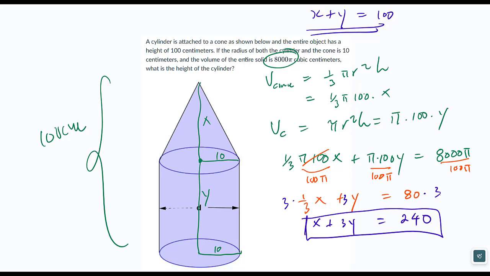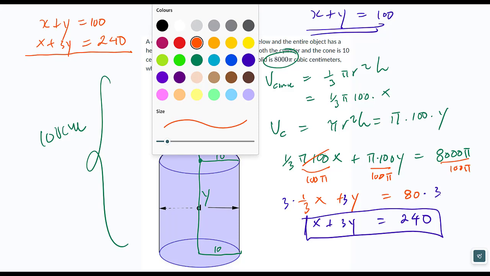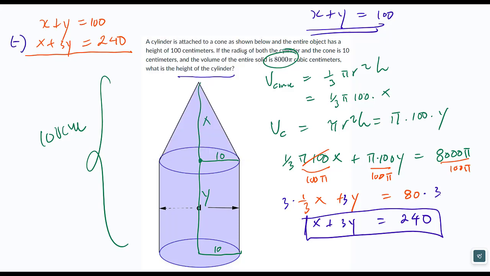Now if I have both of my equations, I'm in a position to solve for y, because the problem wants the height of the cylinder, y. To do that, I'm going to put both equations together and solve the system. So this is x plus y equal to 100, and x plus 3y equal to 240. By clear observation, I could solve by elimination. I'm going to subtract both equations.